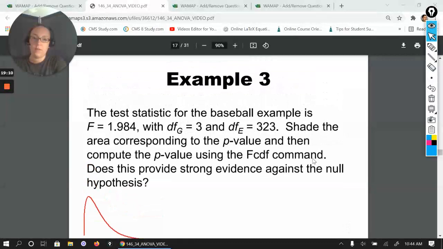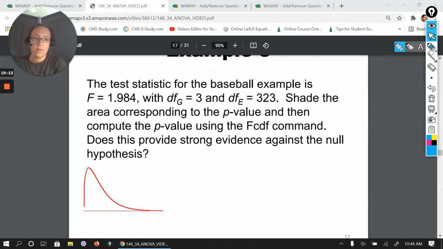Here's example 3. The test statistic for the baseball example is F equals 1.984, with degrees of freedom for the groups of 3 and degrees of freedom for the error 323. Shade the area corresponding to the p-value and then compute the p-value using the FCDF command. Does this provide strong evidence against the null hypothesis?